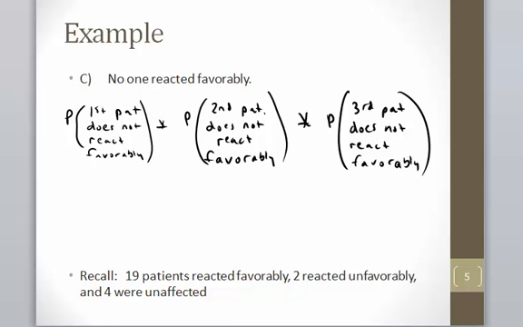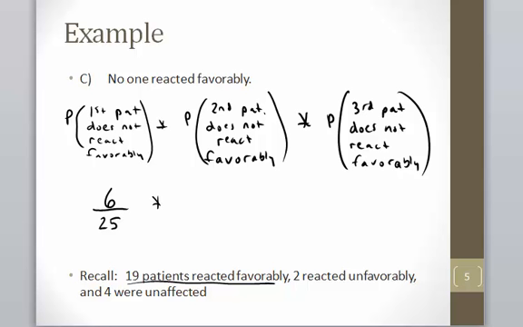All right, so let's look at each one of these. Again, when we start, we know that our pool of patients is 25. And so that's going to be our denominator on the first fraction. Now, how many of those 25 do not react favorably? Well, we know that 19 patients do react favorably, so that means that there are 2 and 4, making a total of 6 that do something else. And those are the 6 that we want to look at.